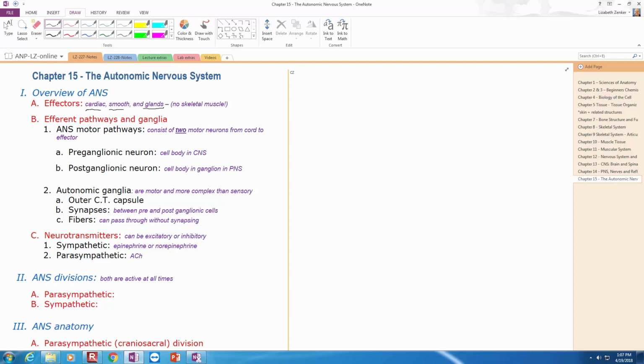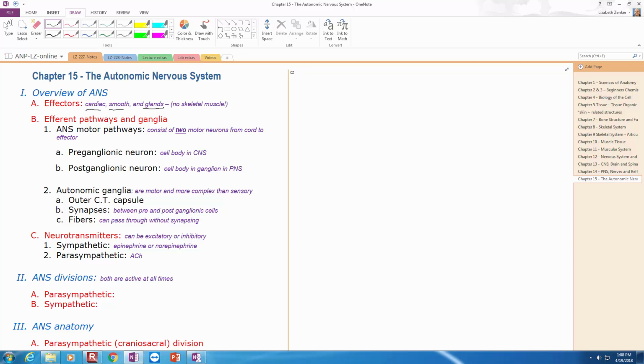Those efferent or output pathways are going to be called motor pathways. And even when the effector is a gland, we're still going to call it a motor pathway because it falls into the same category. So just think, if it's efferent, it's a motor pathway on autonomic. It doesn't matter if I'm saying gland or smooth muscle or cardiac muscle, okay? And instead of the one neuron, which was in somatic, we're going to have two for autonomic.